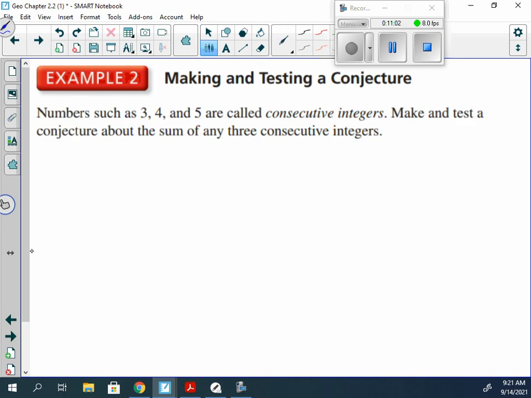Let's start with 3, 4, 5. 3 plus 4 plus 5 is 12. Okay, well, any big revelations coming with this here? Well, not too much. We only have one example, yes? So, another one I could pick would be 5 plus 6 plus 7.